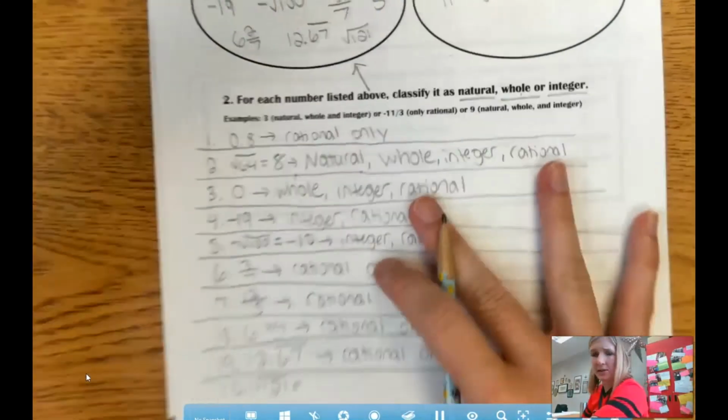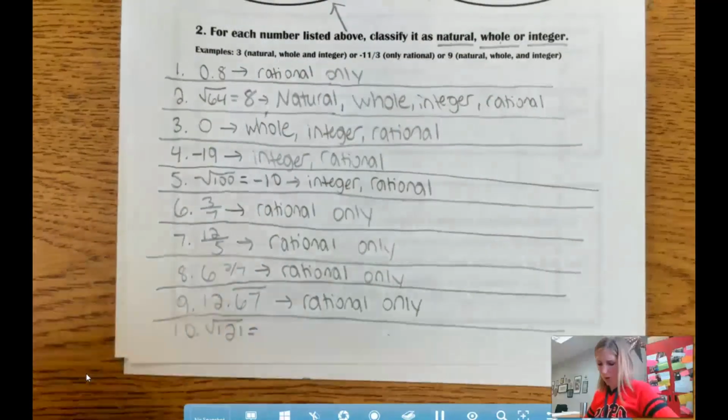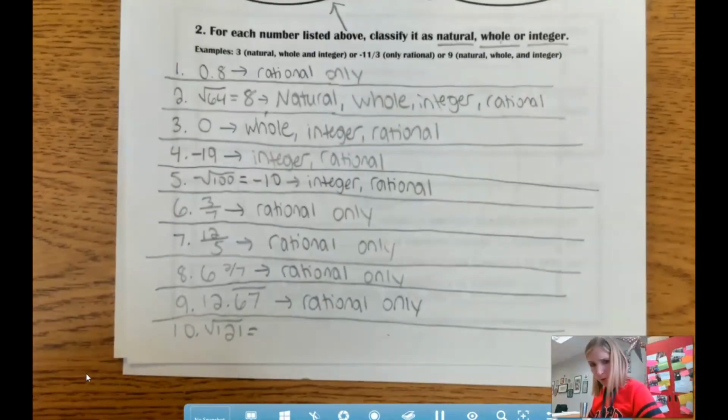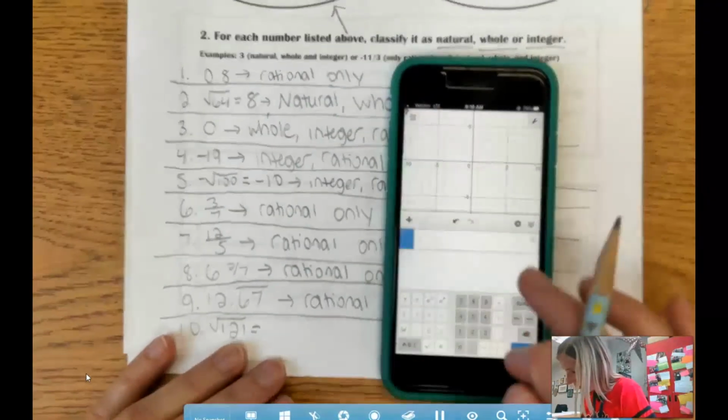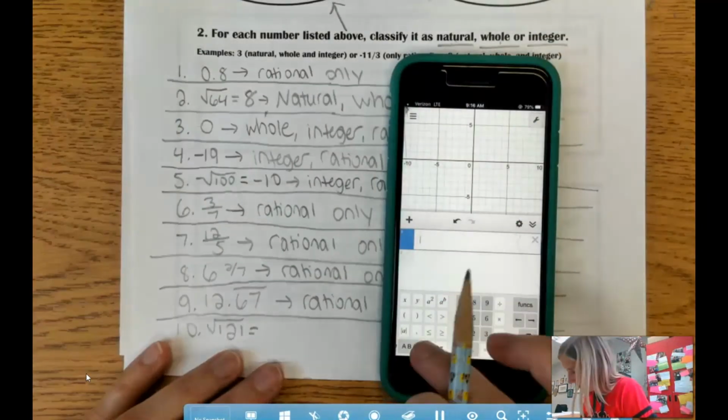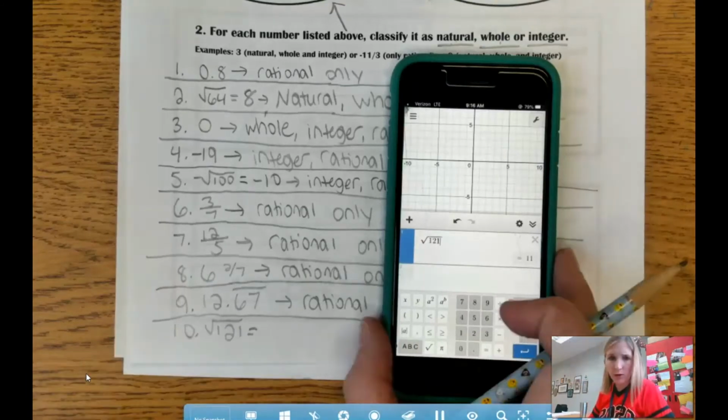All right, number 10, let's figure out what this number is going to be. It has to be a perfect square radical, right? Or else it would have been in our irrational bubble. So the square root of 121 is 11.